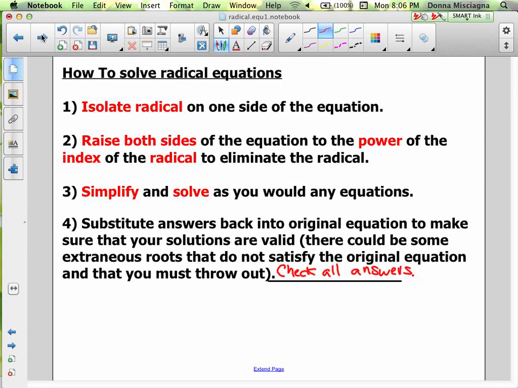All right, so these are our steps to solve radical equations. Number 1, isolate the radical on one side of the equation. And these are in your notes. Step number 2, raise both sides of the equation to the power of the index of the radical to eliminate the radical. Your goal is to get the radical by itself and then raise to the power to get rid of it. You're going to simplify and solve as you would any equation at this point. Substitute answers back into the original equation to make sure your solutions are valid. There could be some extraneous roots that do not satisfy the original equation, and you must throw those out. So make sure you check all your answers.